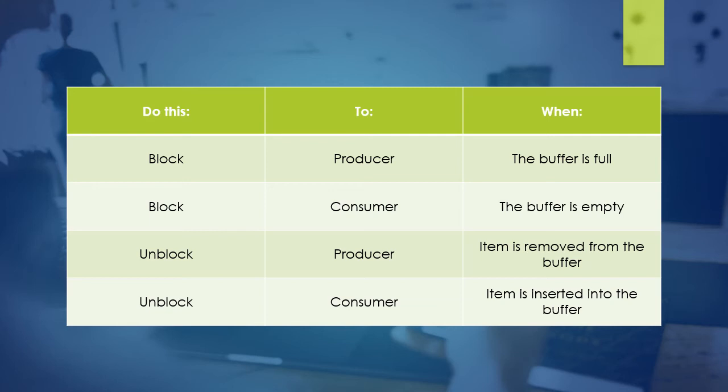We need to unblock the producer when an item is removed from the buffer, because this means that there is an empty space available and the producer can go and fill it up with new data. We need to unblock a consumer when an item is inserted into the buffer, because this means that a new data item is available and the consumer can go and devour it.